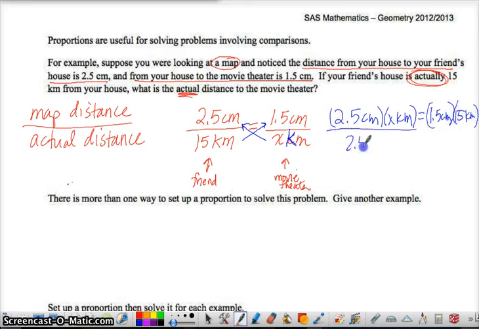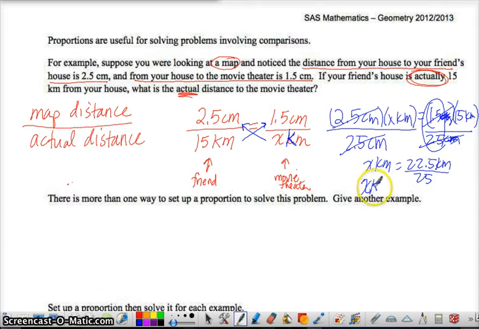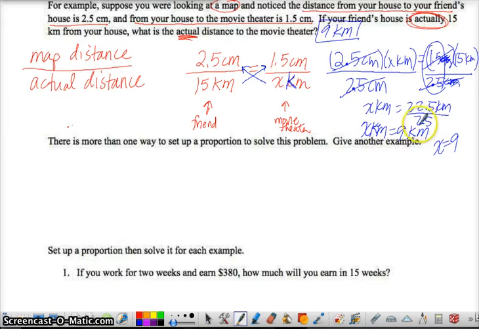Now, how do I isolate x? I divide each side by 2.5 centimeters. Notice the units of centimeters are lining up and canceling out, not the 1.5 and 2.5. Sorry about that. So you're going to multiply 1.5 times 15, get 22.5. So x kilometers equals 22.5 kilometers divided by 2.5. And then you're going to solve that, and you will find that x kilometers is 9 kilometers, therefore x equals 9. So what is the actual distance? The actual distance is 9 kilometers. Sorry, at the end I said divide by 25 instead of 2.5. So it's 22.5 divided by 2.5, so you get 9, which is 9 kilometers.